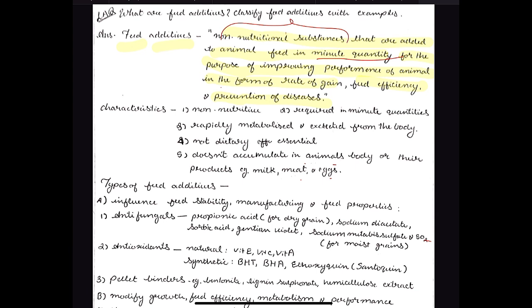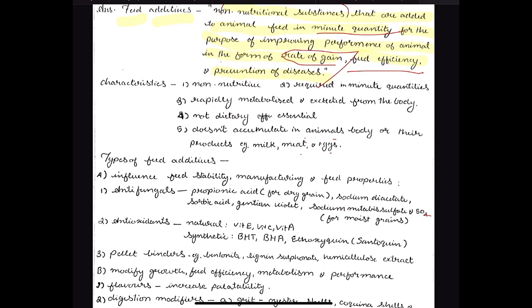And how can we determine the performance of the animal? By looking at the rate of gain. So how much body weight the animal is gaining each day, how much milk it is producing, if the milk yield is increasing or not. Feed efficiency. So less amount of the feed will give higher results, and prevention of diseases. So if the feed is preventing some diseases, then again it is beneficial. Why? Because the animals which are healthy will perform better. Plus it will also help economically because you will have less veterinary expenditure.